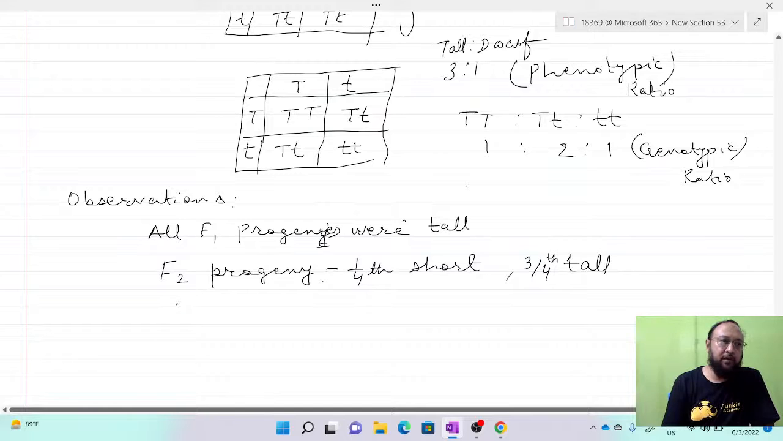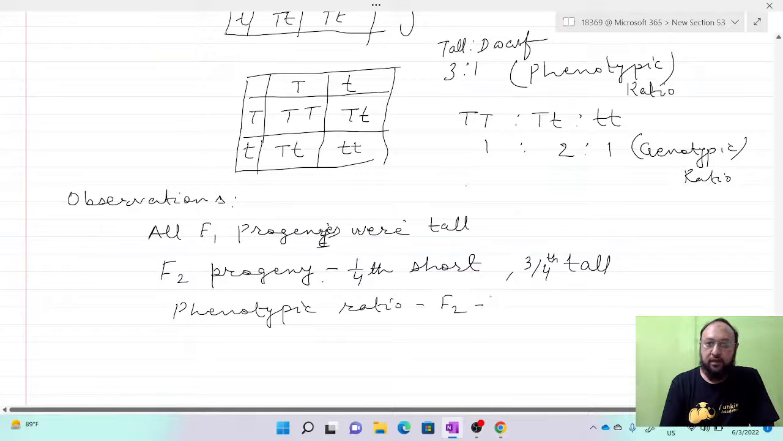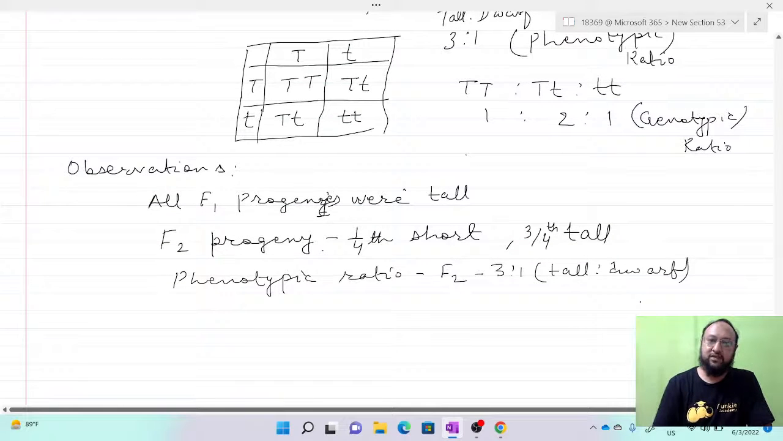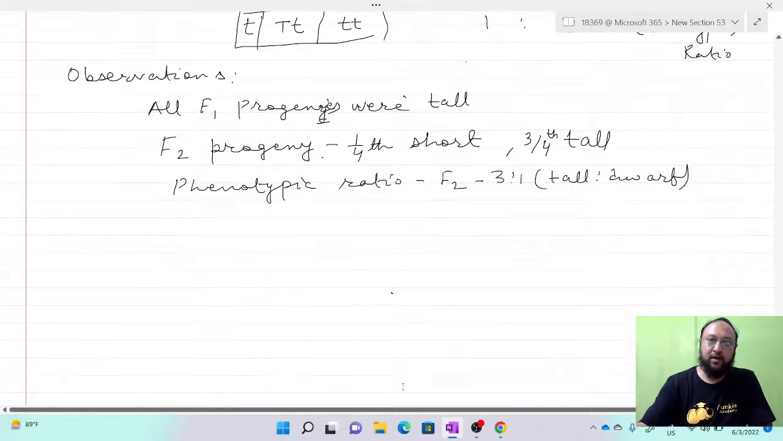Then the third point he observed is the phenotypic ratio in F2. It was 3 is to 1, tall is to dwarf. Okay, this was his observation. So now he observed these things that we have already discussed. Now what conclusion or inference is he getting from this experiment?